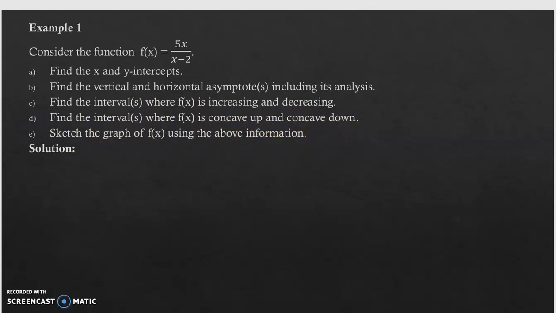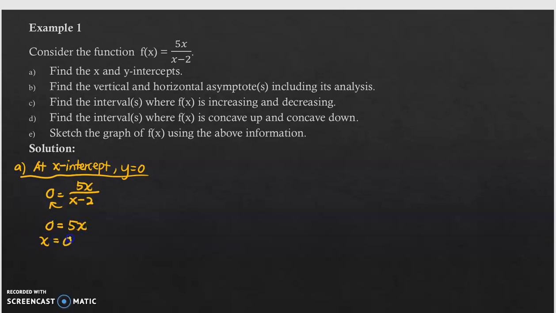First, if we look at A, again, we will try to find the x and y intercept. At x intercept, y is equal to 0. In this case, y is referred to as f(x). So 0 is equal to 5x over x minus 2. If I multiply x minus 2 to the right hand side, it becomes 0 is equal to 5x. So x is equal to 0.